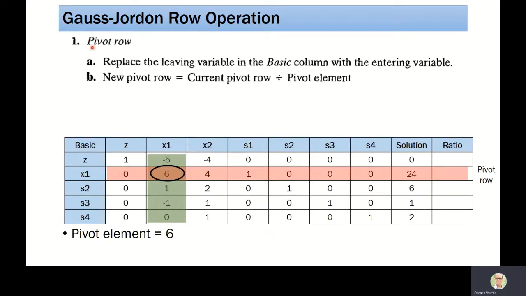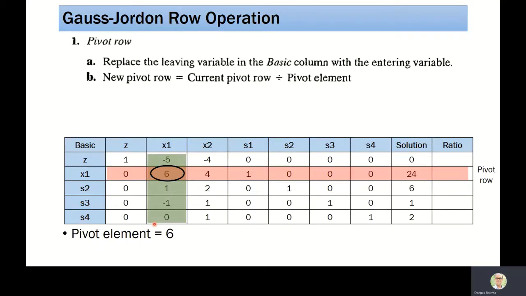In the Gauss-Jordan row operation, the first step is we have to find the pivot row. The pivot row we know. Replace the leaving variable in the basic column with the entering variable. So now you can see we have replaced it, and now we have X1. What is the new pivot row? I'm talking only about the pivot row: the current pivot row divided by the pivot element.